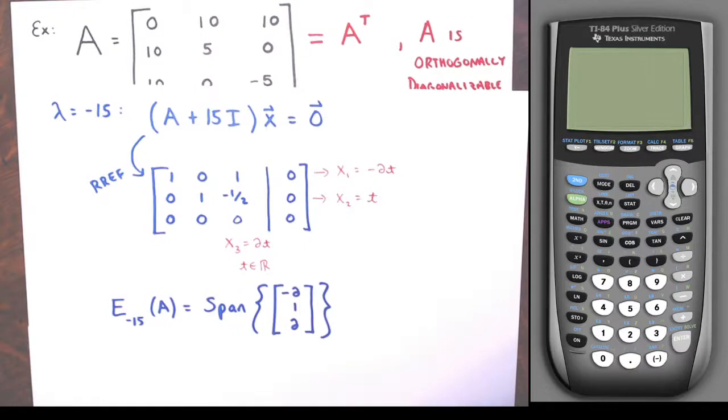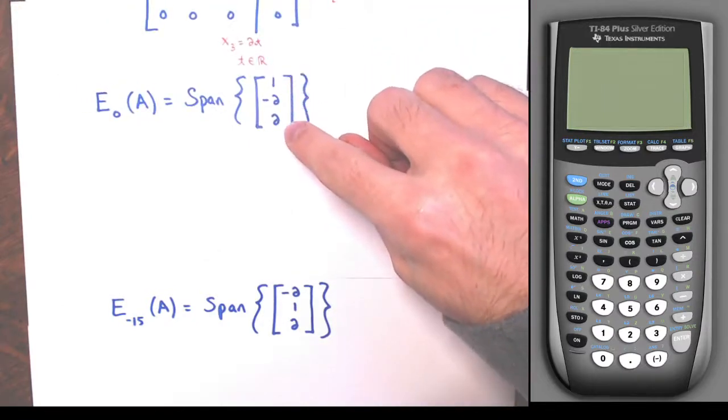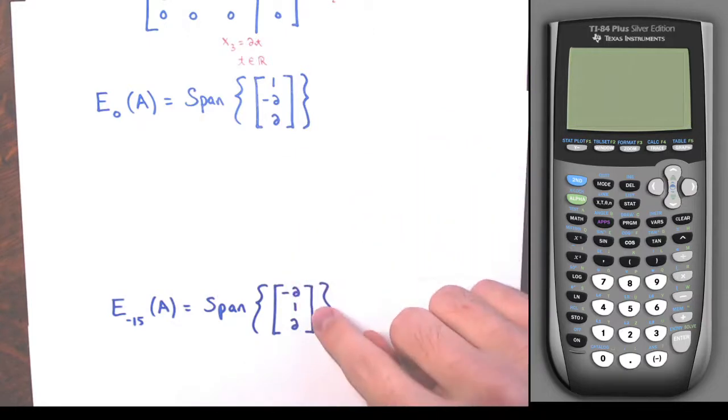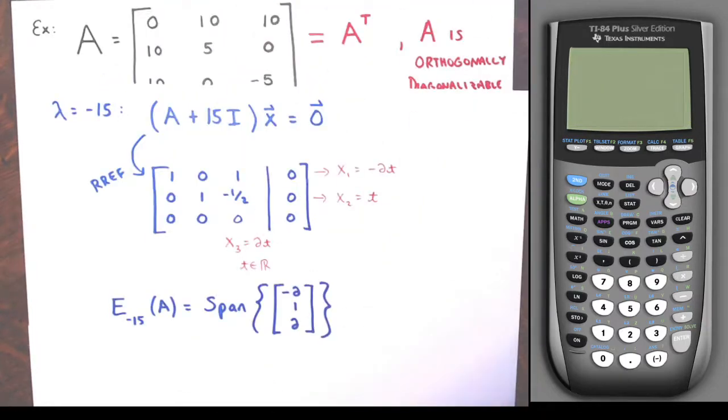You'll notice that (negative 2, 1, 2) is orthogonal to (1, negative 2, 2) under the dot product. If you took the dot product of these two basis vectors, you'd get 0, as it should be for a symmetric matrix. Remember, the eigenspaces of a symmetric matrix corresponding to different eigenvalues should be orthogonal.